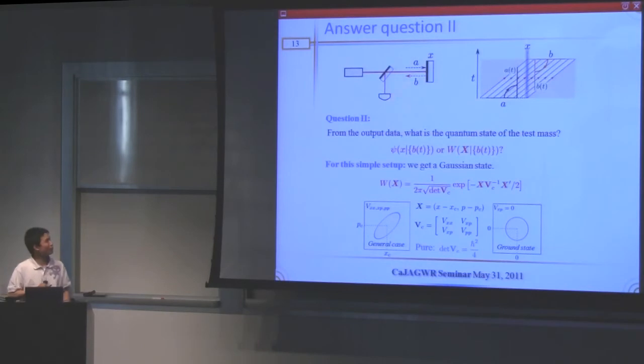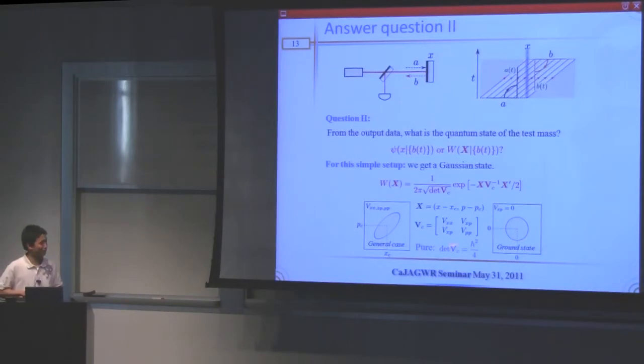In this simple setup, because what we get is a Gaussian state, it is completely described by the Wigner function, which is a two-dimensional Gaussian distribution. This is kind of familiar to everybody. There is the center, which is the conditional mean, and you also get the variance-covariance matrix. This one defines the correlation between position and momentum. And for the ground state, you don't have any correlation. That's why you have a circle here.